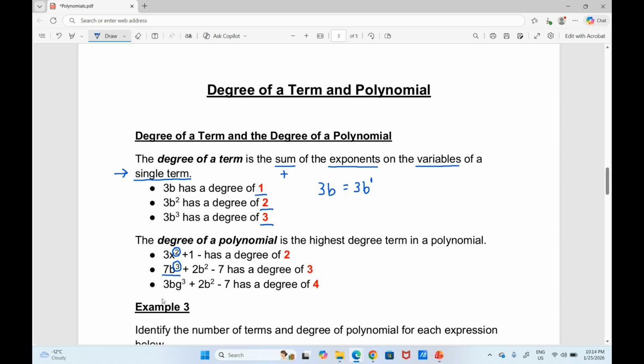And now looking at our fourth example, 3bg cubed plus 2b squared minus 7, your highest degree is 4. And the reason for that is because 3b g to the power of 3 is actually equal to 3b to the power of 1 and then g to the power of 3. Notice my exponents, the 1 and the 3, would add together. Hence, that's why I end up getting the degree of 4. So that's how I ended up getting that degree there.